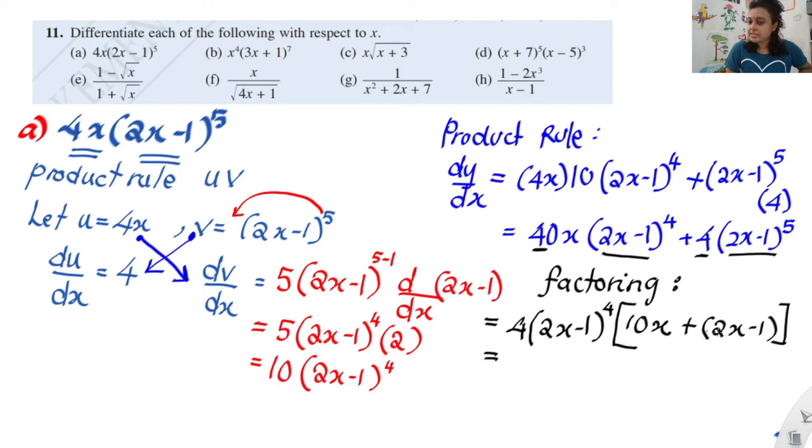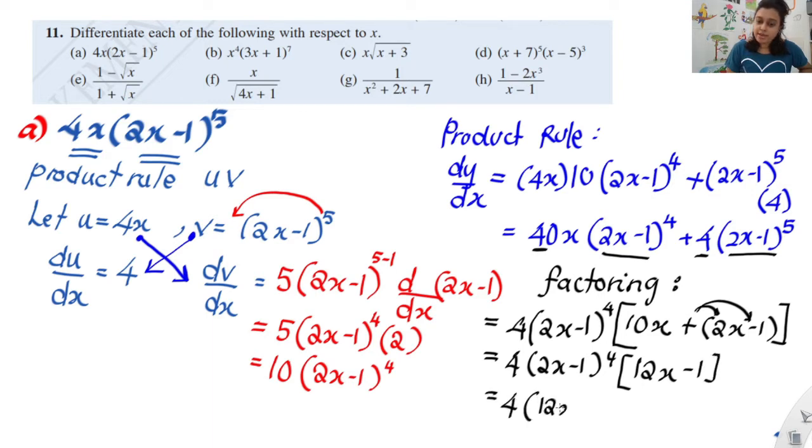Now solve inside the big bracket. You will get 10x plus 2x is 12x. Here plus and minus, you get minus 1. Now you can write your answer for 12x minus 1 and 2x minus 1 power of 4. So this is your dy dx.